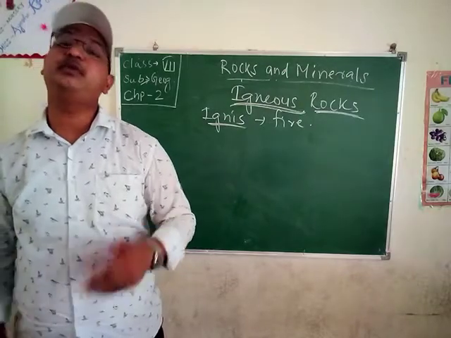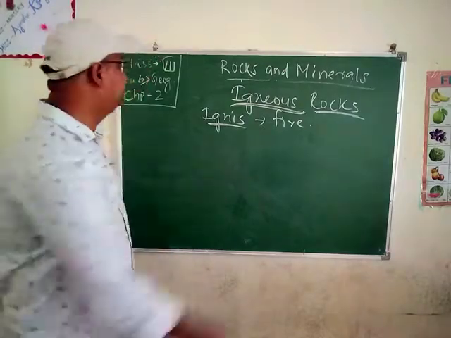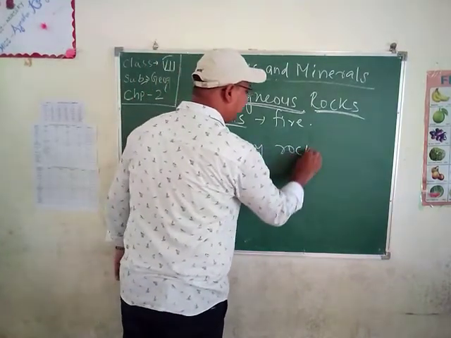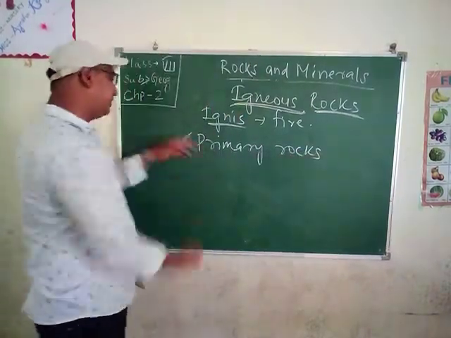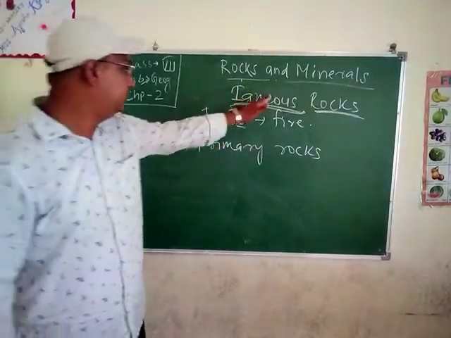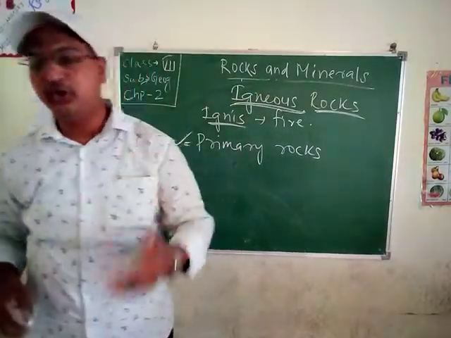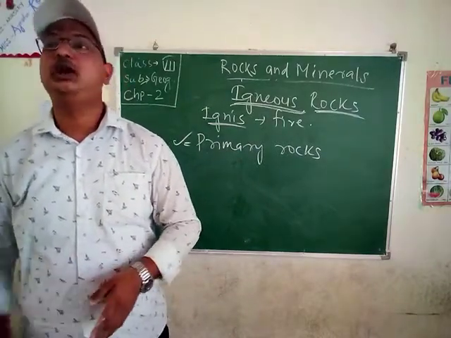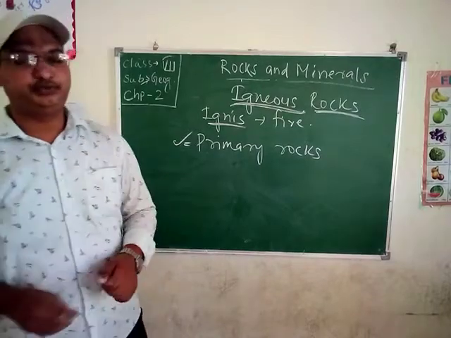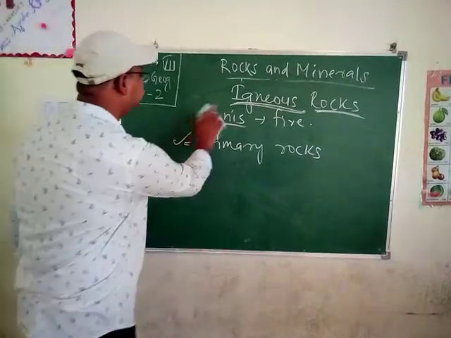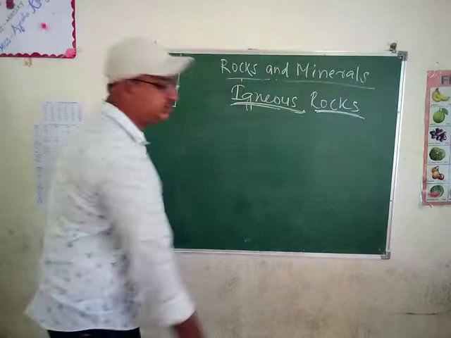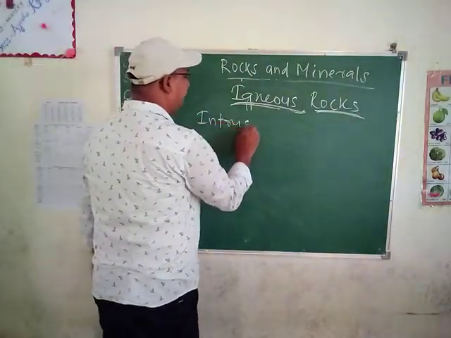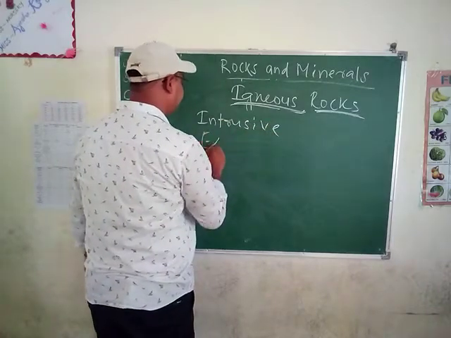They are also known as the primary rocks. Students, the most important thing is that igneous rocks are also known as the primary rocks, because they are the first known rocks formed on earth. And there are two types of igneous rocks. I have drawn them in the diagram. Igneous rocks are divided into two types. The first one is intrusive. The second one is extrusive.